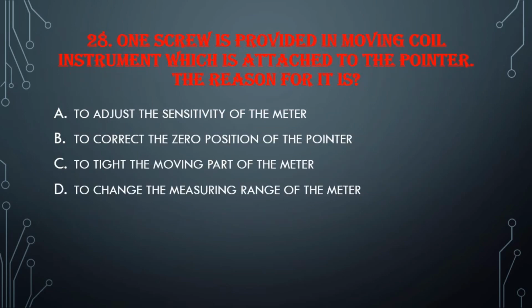The next question for you all, my friends, is: one screw is provided in a moving coil instrument which is attached to the pointer. The reason for it is: the options are: A. To adjust the sensitivity of the meter. B. To correct the zero position of the pointer. C. To tighten the moving part of the meter. D. To change the measuring range of the meter. And your time starts now.